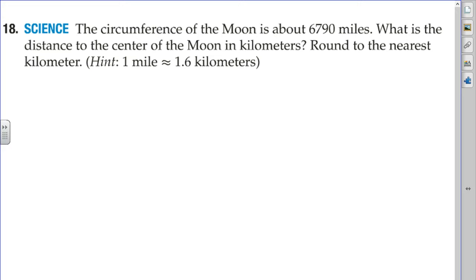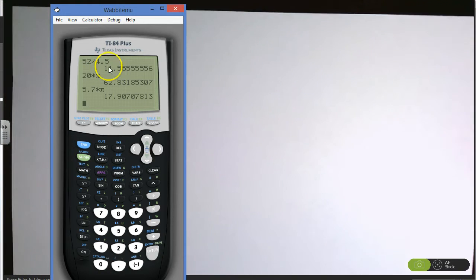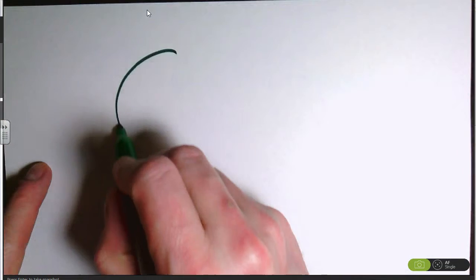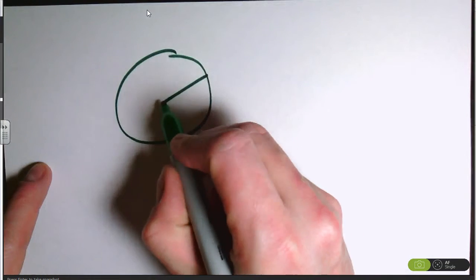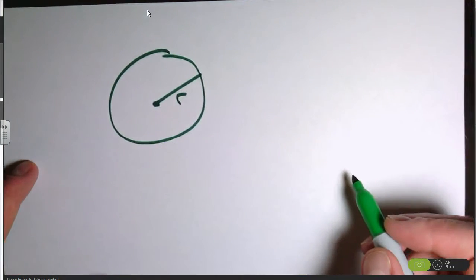Science. Number 18. The circumference of the moon is about 6,790 miles. What is the distance from the center to the center of the moon in kilometers? Round to the nearest kilometer. Now the trick to this one is realizing that they've given us the circumference of the moon. They want to know the distance to the center of the moon. That means they really want to know the radius.